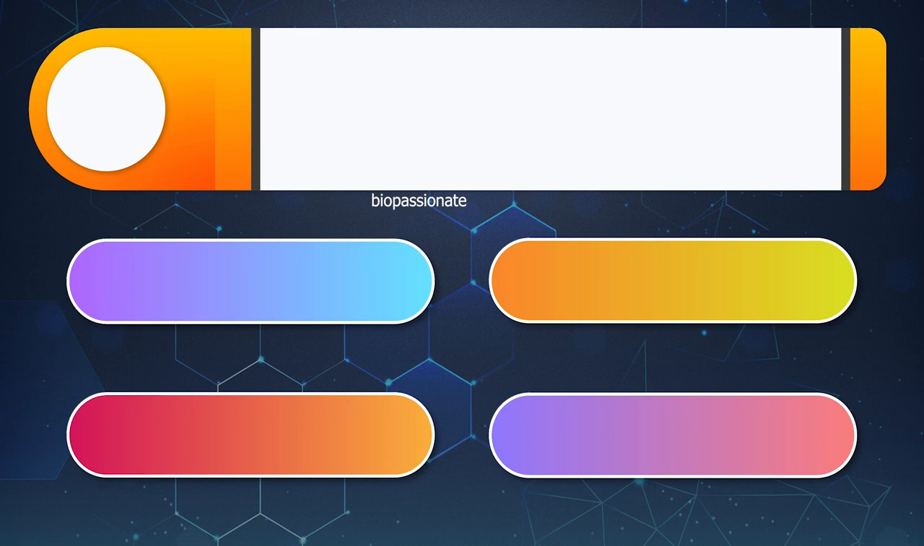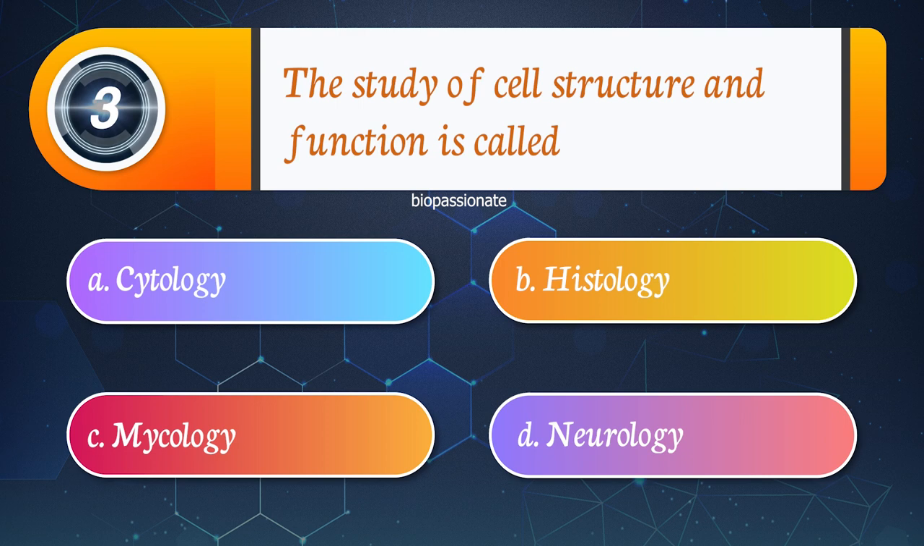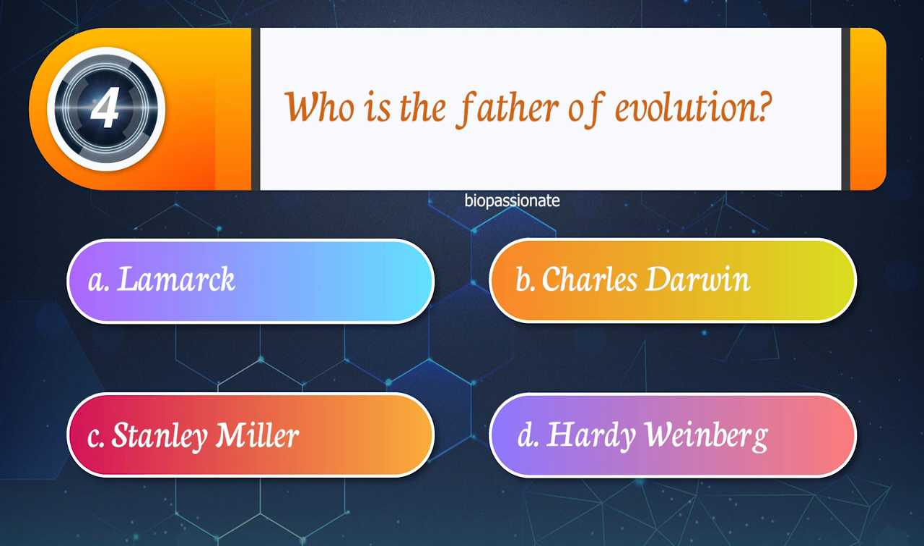The largest organ in the human body? The skin. The study of cell structure and function is called cytology. Which is the smallest bone in the human body? Stapes. Who is the father of evolution? Charles Darwin.